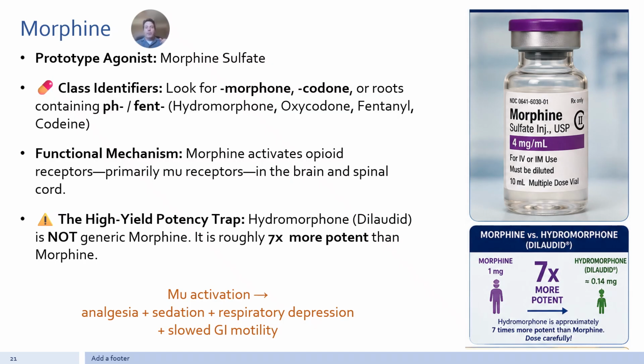So you always want to double check your labels and do those 6 rights of medication. Make sure you got the right drug and check the order, check it at the Pyxis and check it before you give it. Make sure you're giving it to the right patient. And you always want to assess. So morphine works by activating the mu receptors. It provides analgesia and sedation plus respiratory depression and slow GI motility.